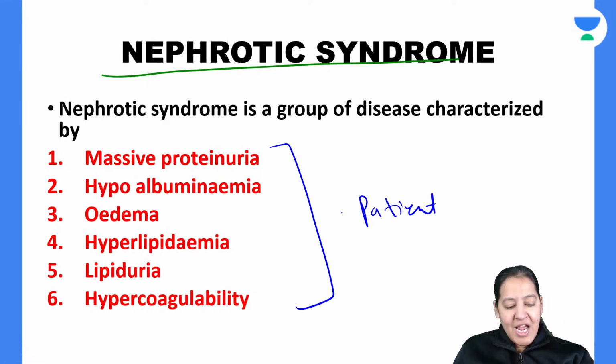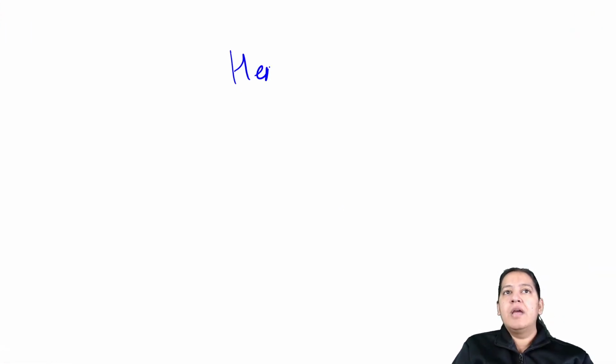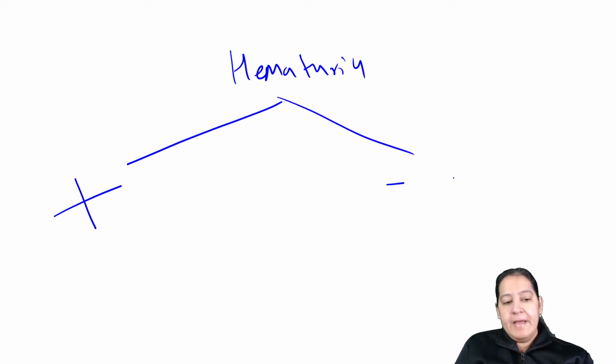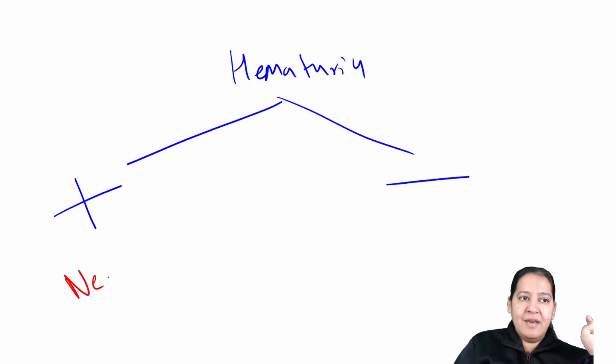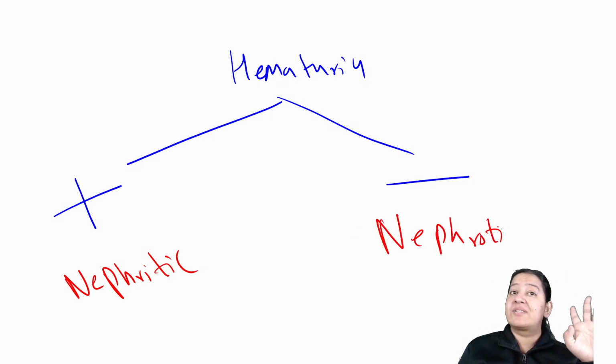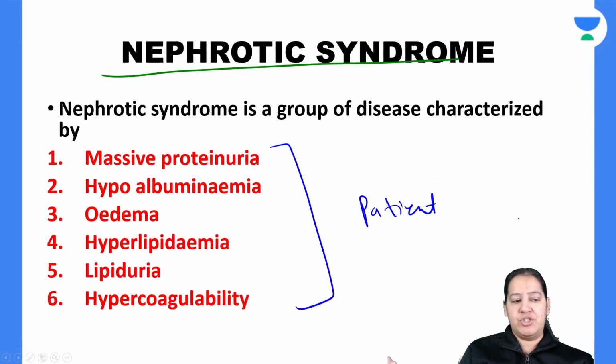Please understand, hematuria is a thing which differentiates nephritic and nephrotic. Hematuria is present in nephritic and it is absent in nephrotic. Please learn it crystal clear, right? So there is no hematuria.